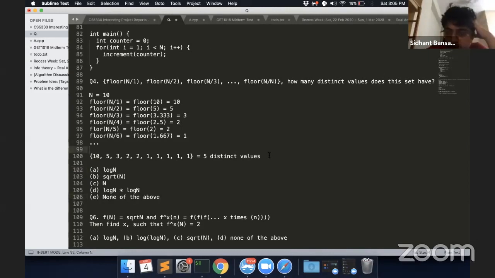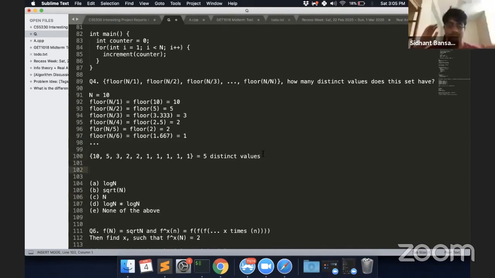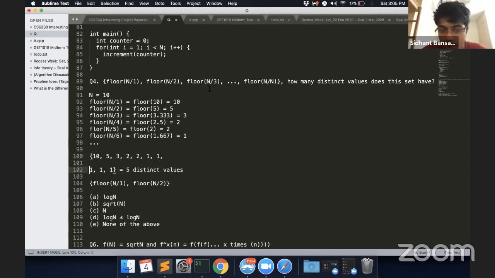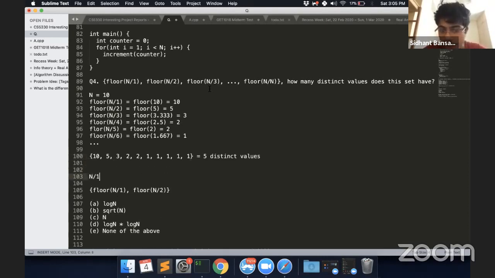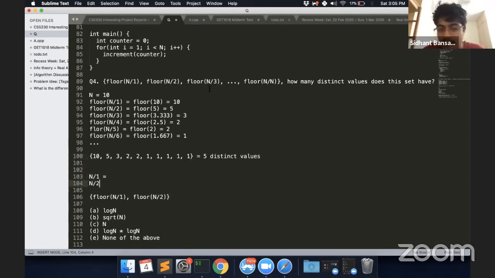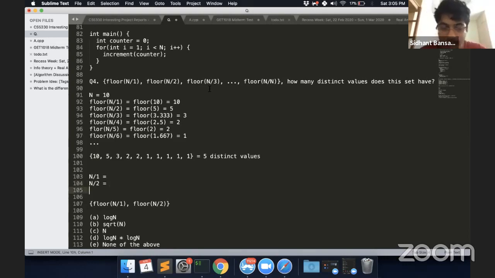All right, so we gave a few minutes to think, and I think we should start now. So the answer is actually square root n. Think about it like this. Initially, the drop will be pretty large: n by 1 is pretty big, then n by 2 is most likely going to be different from n, and n by 3 is most likely different from n by 2, and so on.